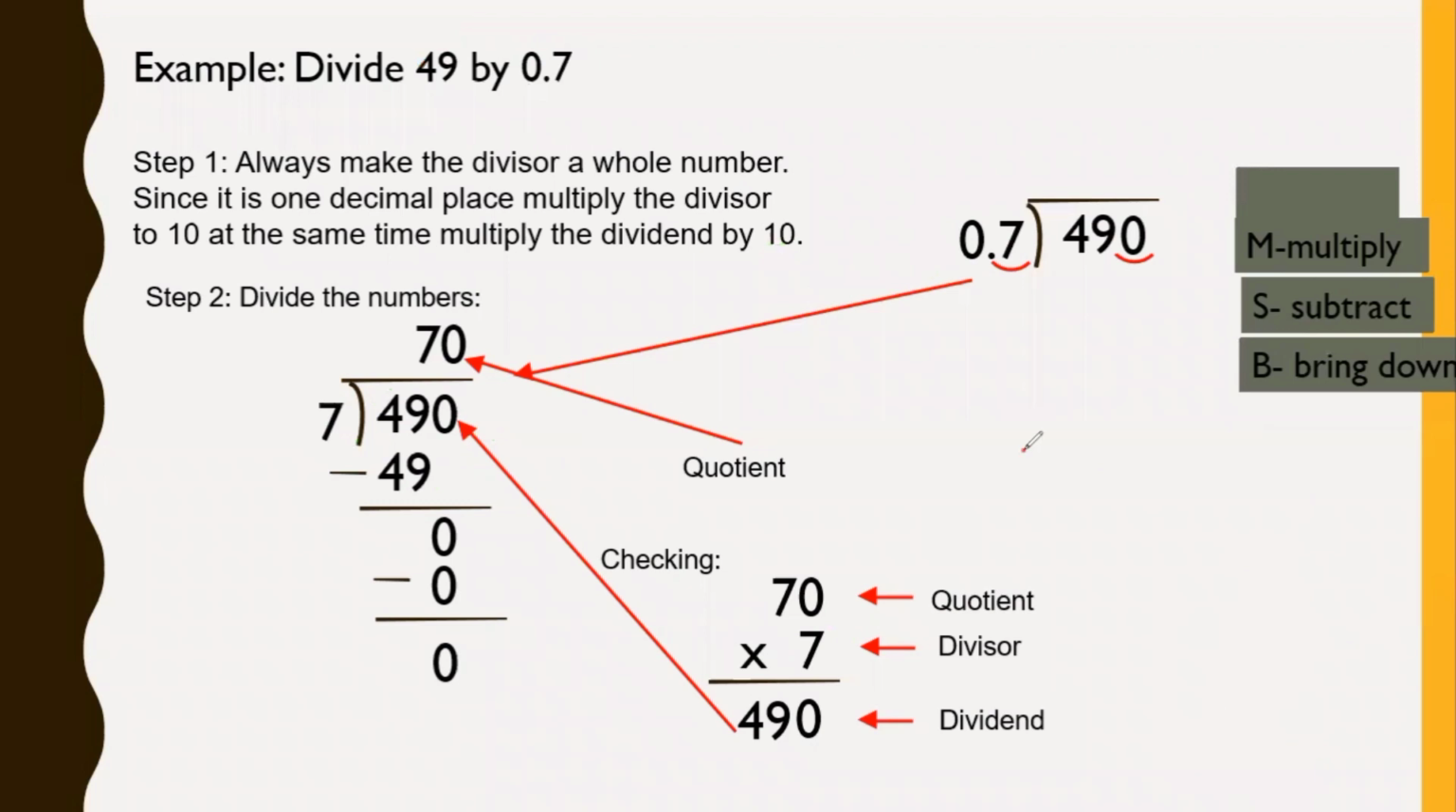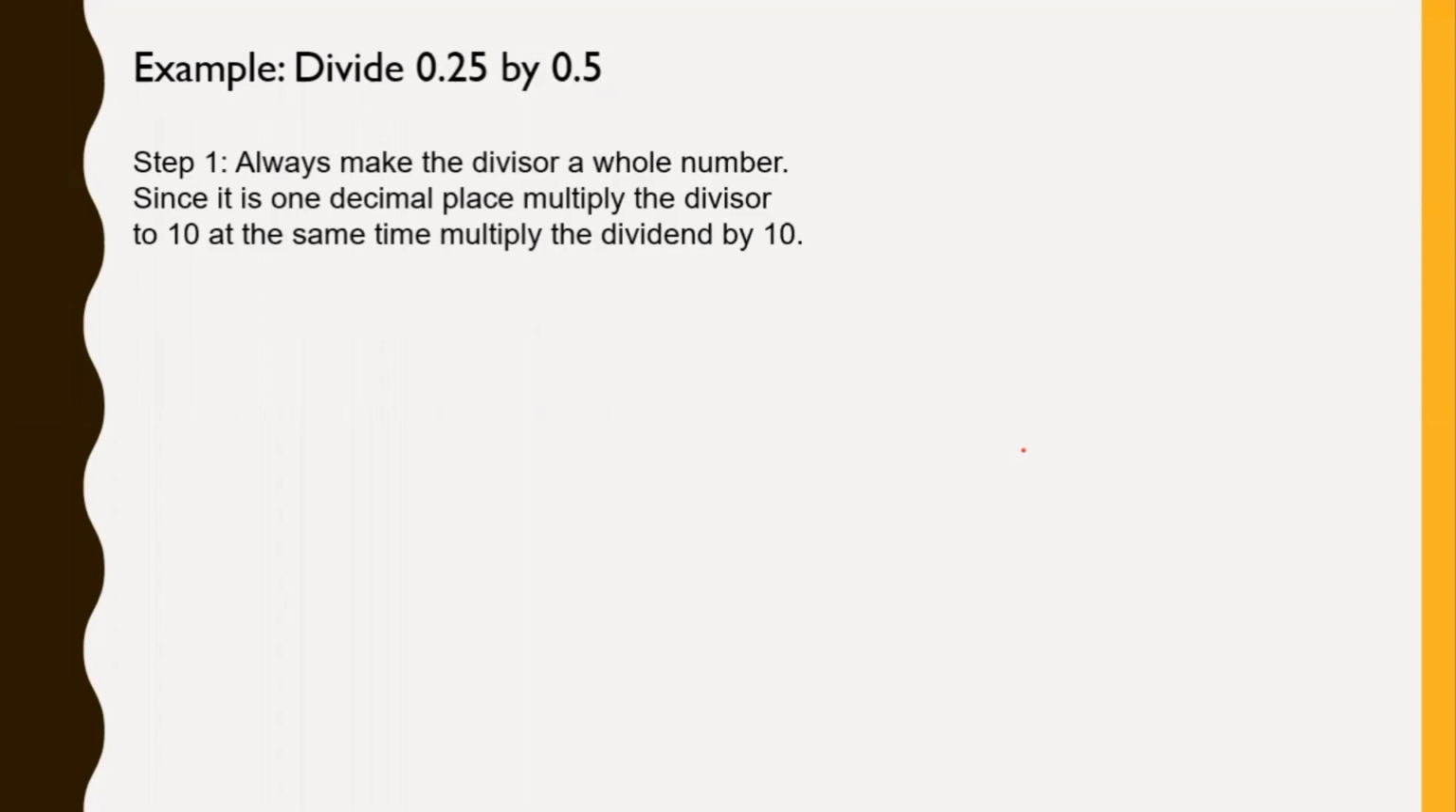Okay, let's go with another example. So we have 25 hundredths divided by 5 tenths. Step 1, always make the divisor a whole number. Since it is 1 decimal place, multiply the divisor by 10. At the same time, multiply the dividend by 10. Let us write this in long division symbol. We have 25 hundredths divided by 5 tenths. So now, we just move the decimal point here 1 place. So dahil nag-move ka dyan na isang beses, i-move mo rin dito ng 1 place. So that will become 2 and 5 tenths divided by 5.